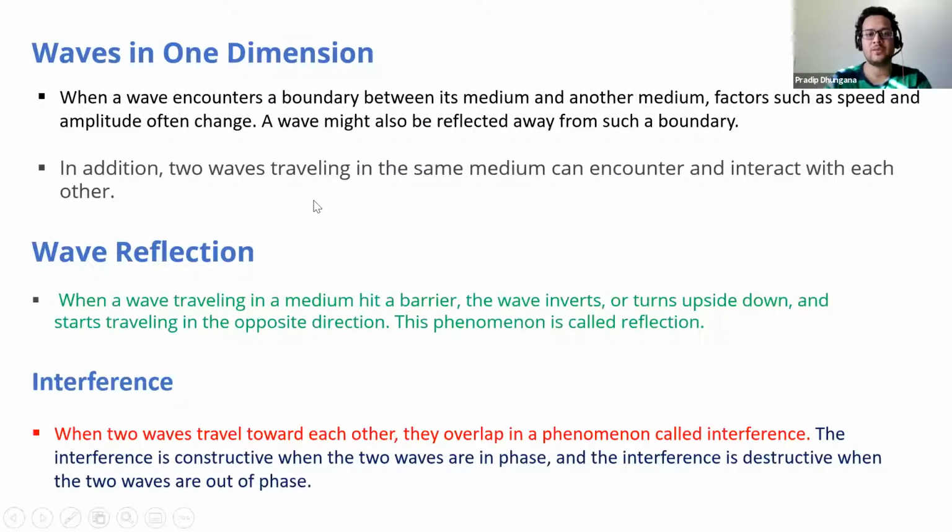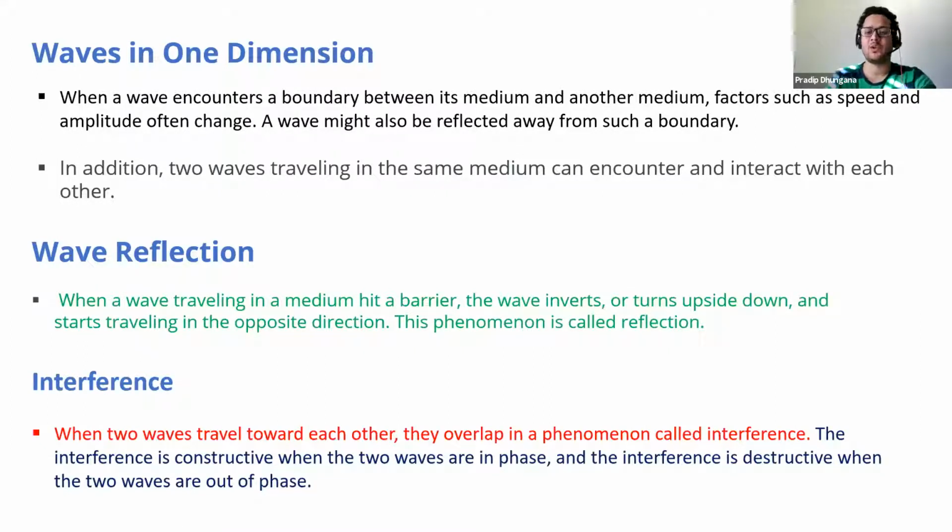When a wave encounters a boundary between one medium and another medium, factors such as speed and amplitude often change. The speed can change, the amplitude can change. And then that wave can be either reflected or refracted from such a boundary, depending upon the boundary. And when two waves in the same medium meet, they interact with each other as well.